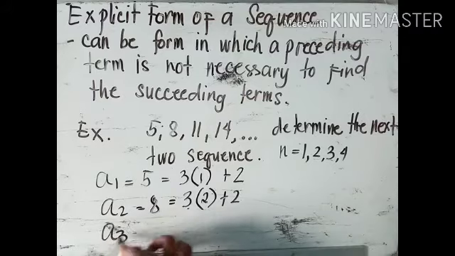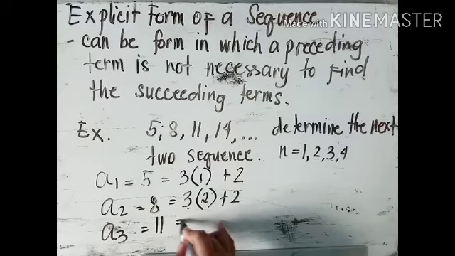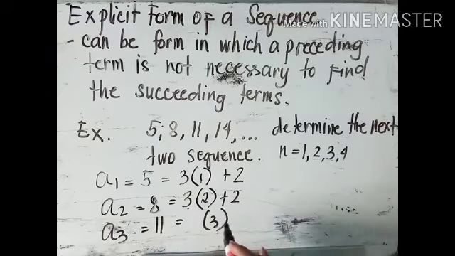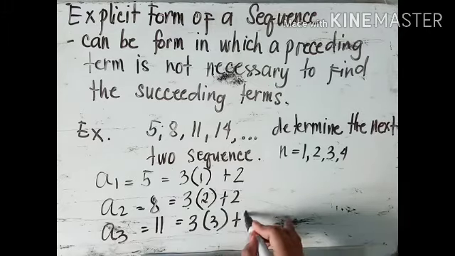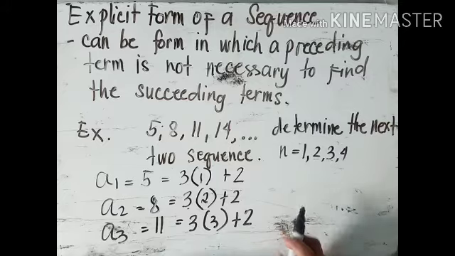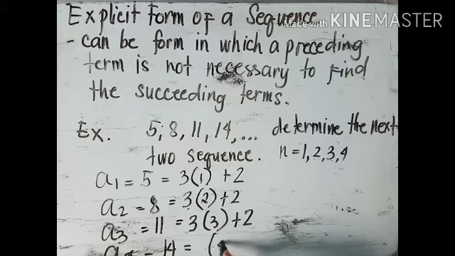A3 is equal to 11. So n is 3, and we multiply 3 also, it will become 9. Then add 2 to make it 11. Then A4 is equal to 14. So n is 4, and 3 times 4 plus 2 makes it 14.